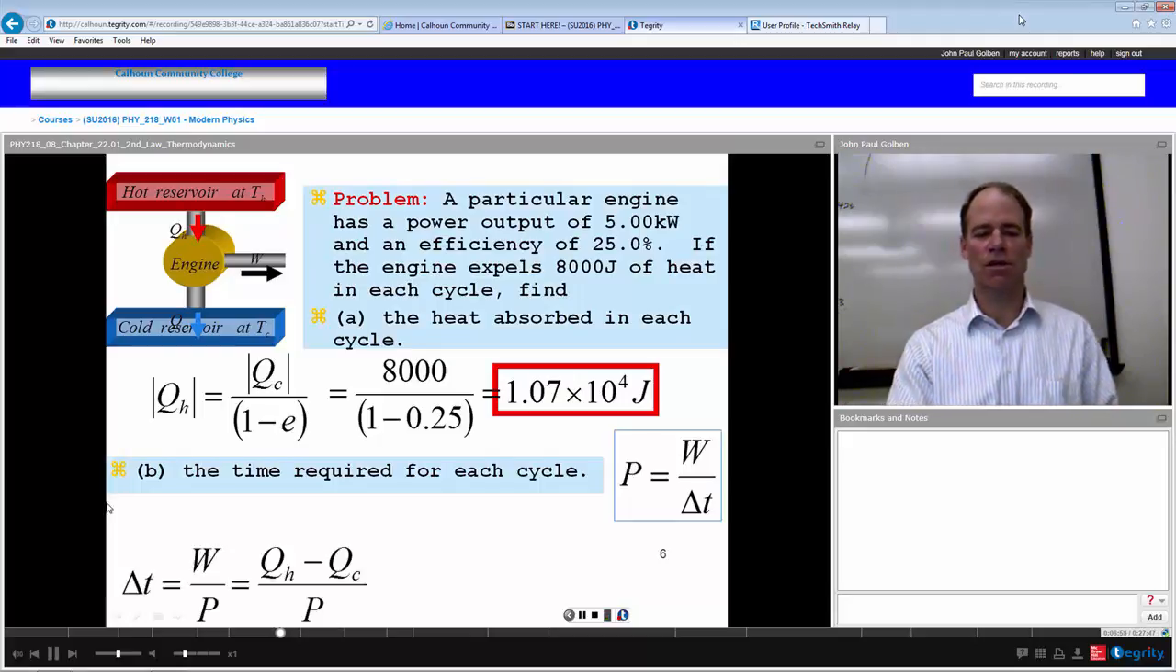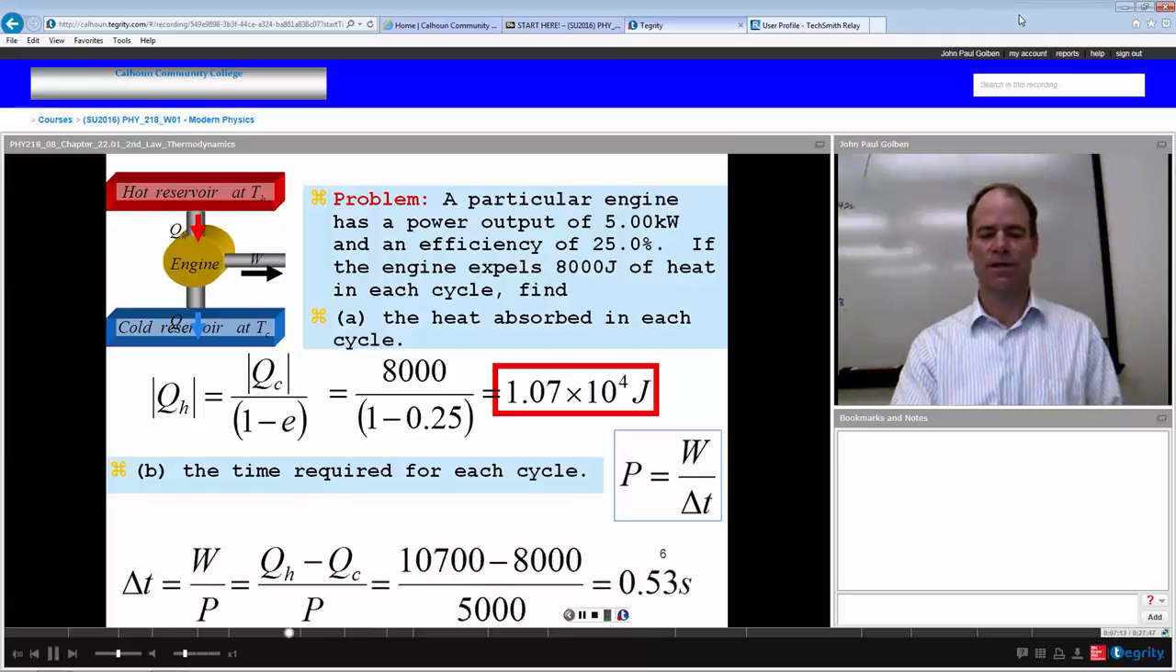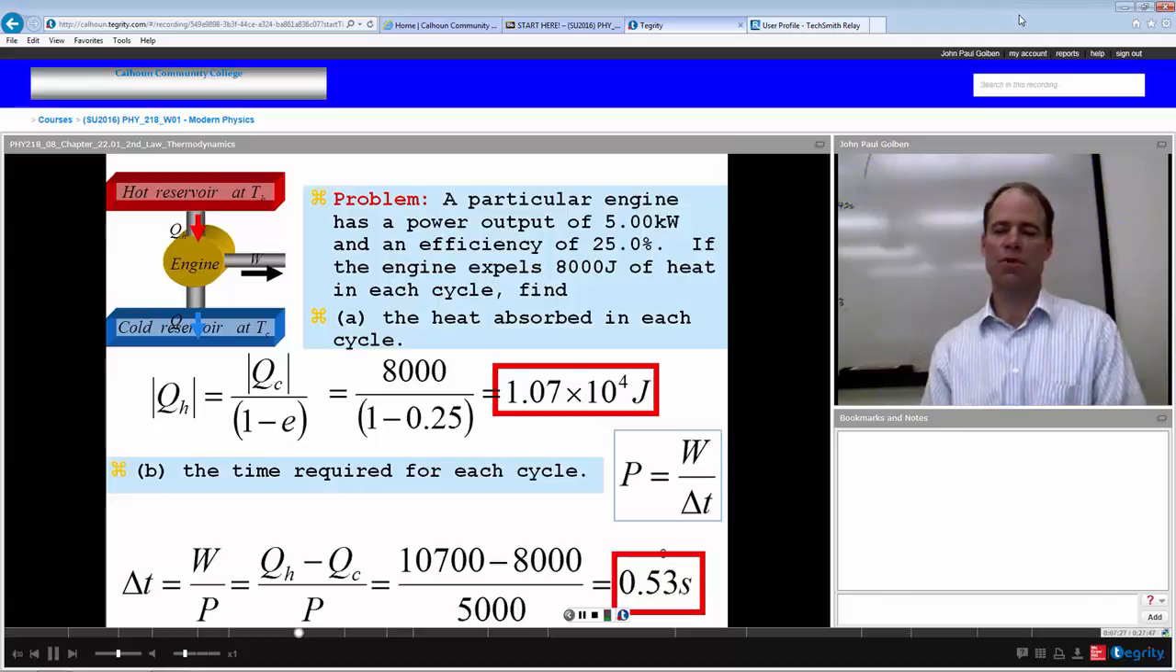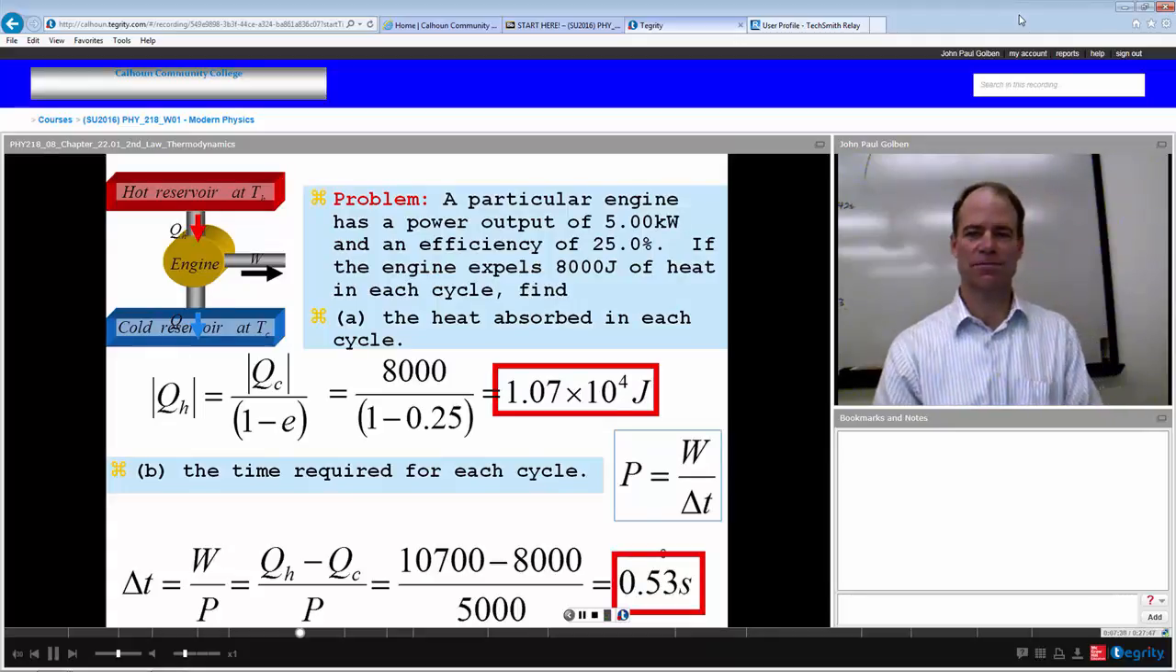is our work, which is our heat input minus our heat output, or what we take in from the hot reservoir minus what we expel to the cold reservoir. That's our work divided by the power in terms of joules per second. So we have 10,700 joules minus 8,000 joules over 5,000 watts, joules per second, and that gives us seconds. 0.53 seconds. So the time for each cycle is approximately half a second.